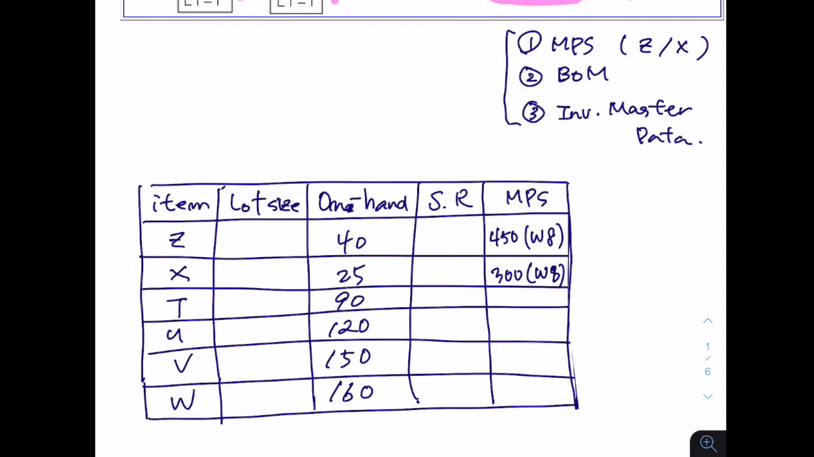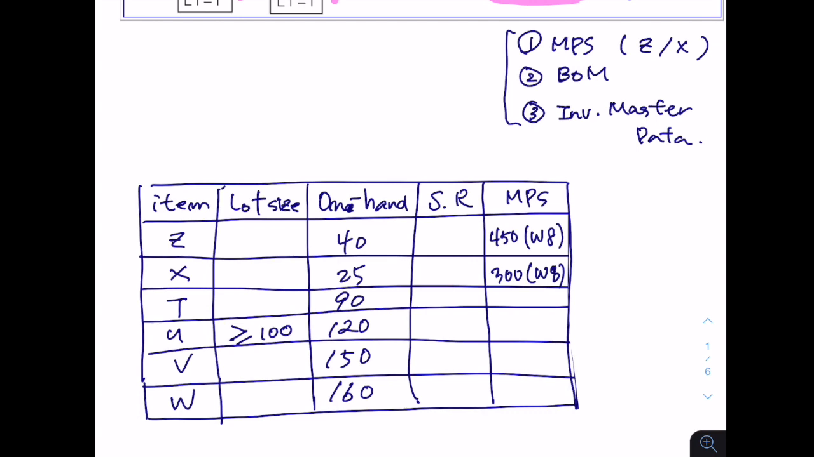Let's see the other information. For economic reasons, U is never made in quantities under 100. What does this mean? For U, the lot size restriction is a little bit different from the previous case. It's not multiples of a certain number, but it must be greater. So it cannot be under 100, so it must be greater than or equal to 100.